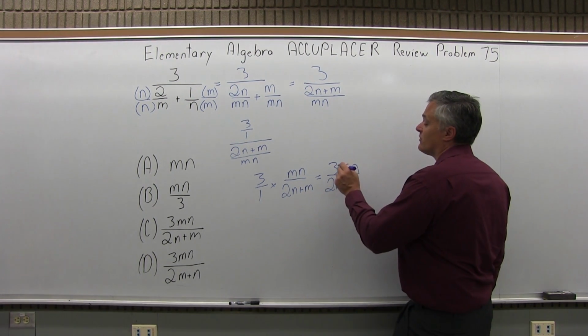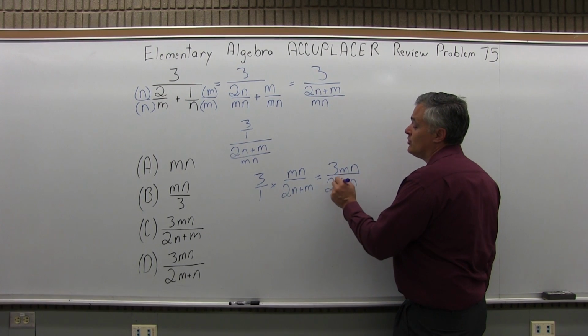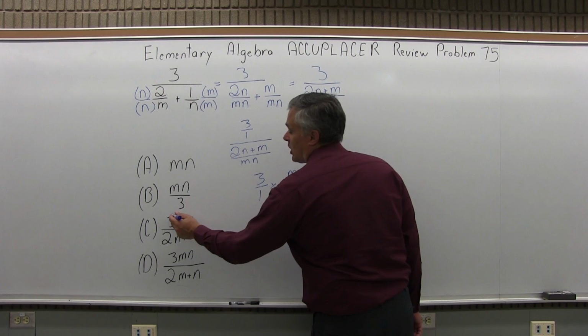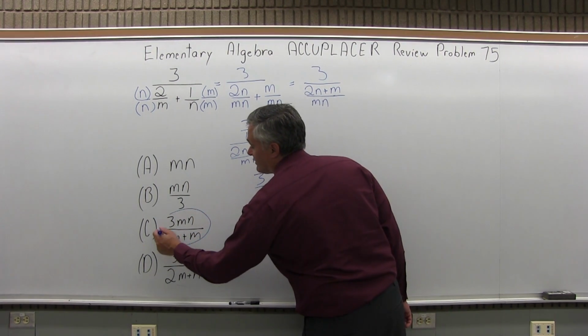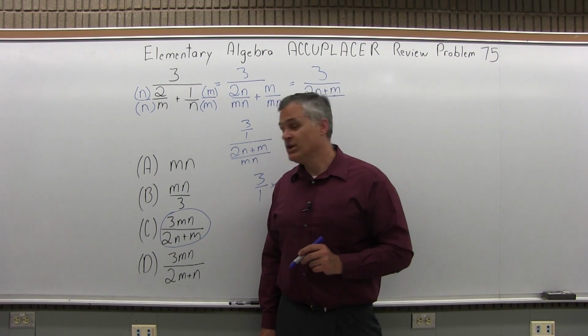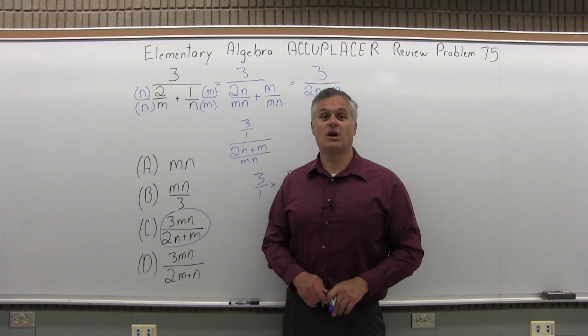So I get an answer of 3mn over 2n plus m. And now if I look at my options, option C is a perfect match for the answer I got, 3mn over 2n plus m. So the answer to 75 is option C.